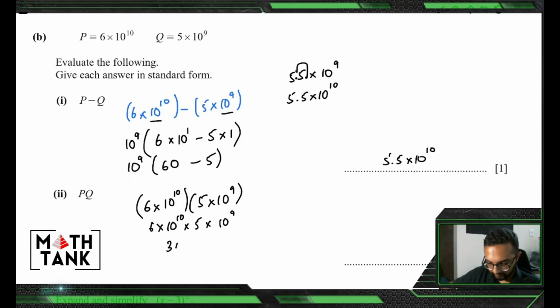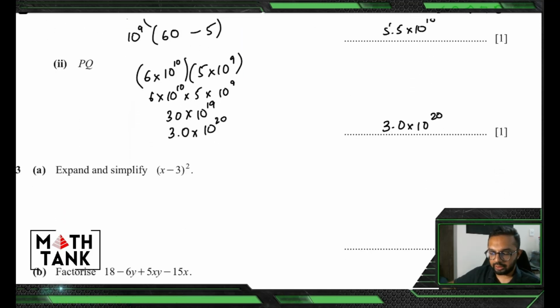So 6 into 5 gives me 30, and that becomes 10 power 19. I still need to move it one decimal place back, so that becomes 10 power 20. So 3.0 into 10 power 20. It's another 1 mark.